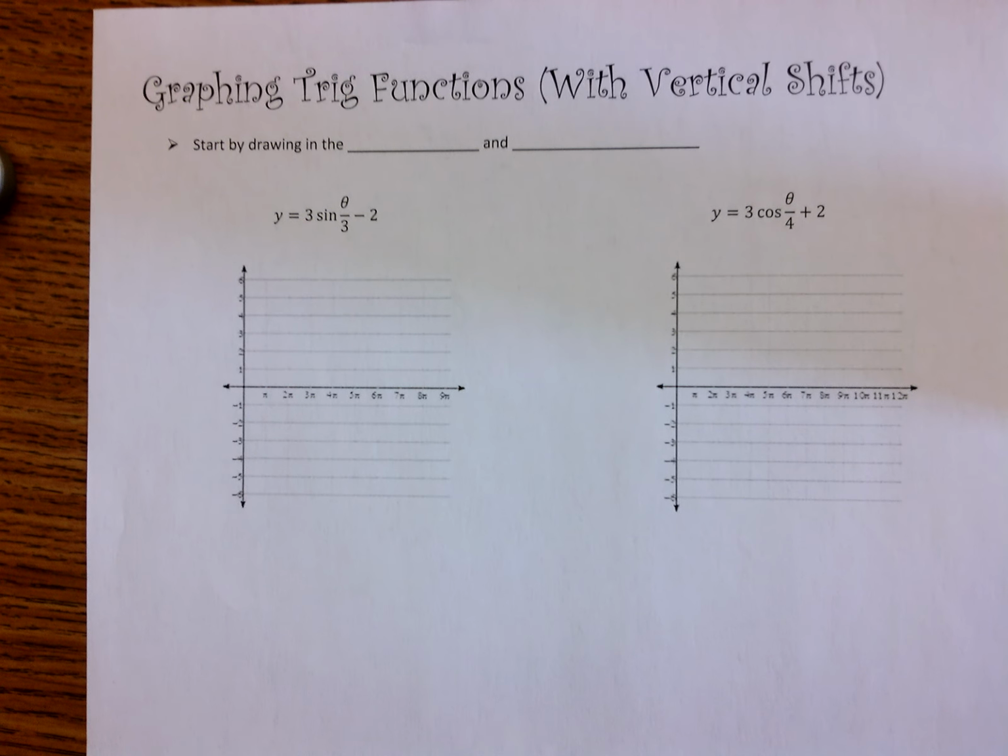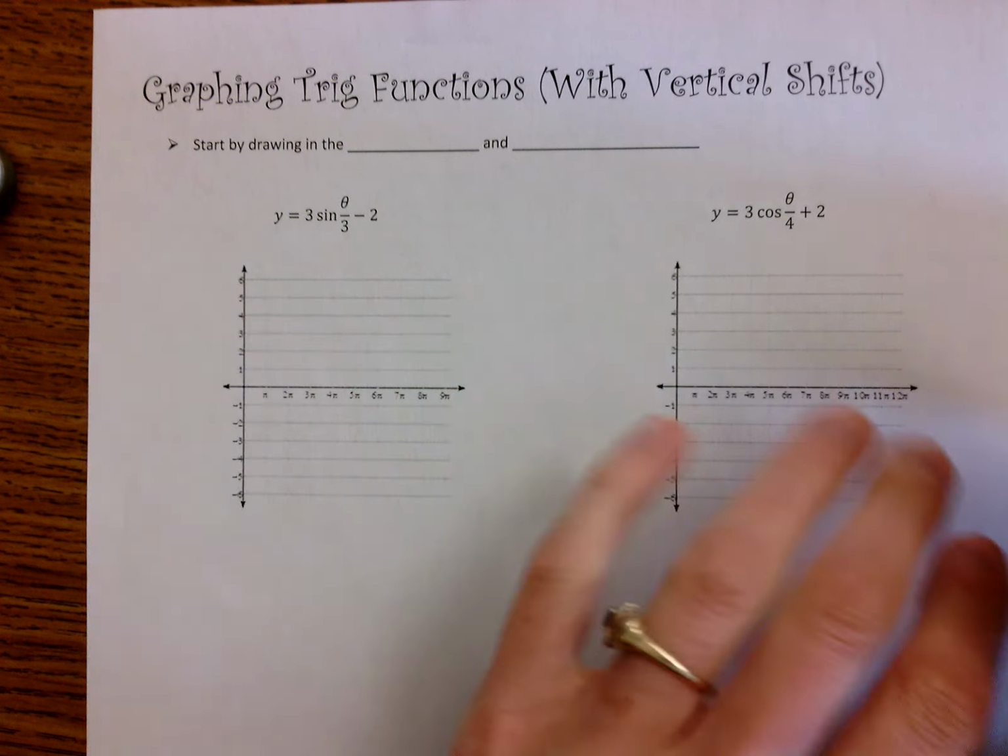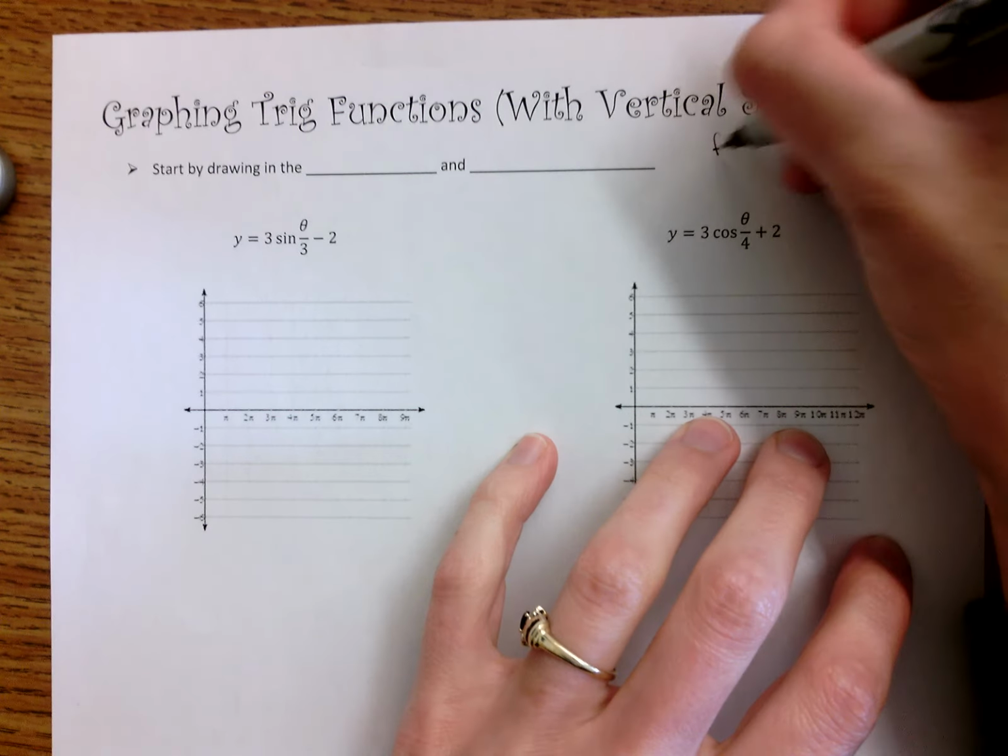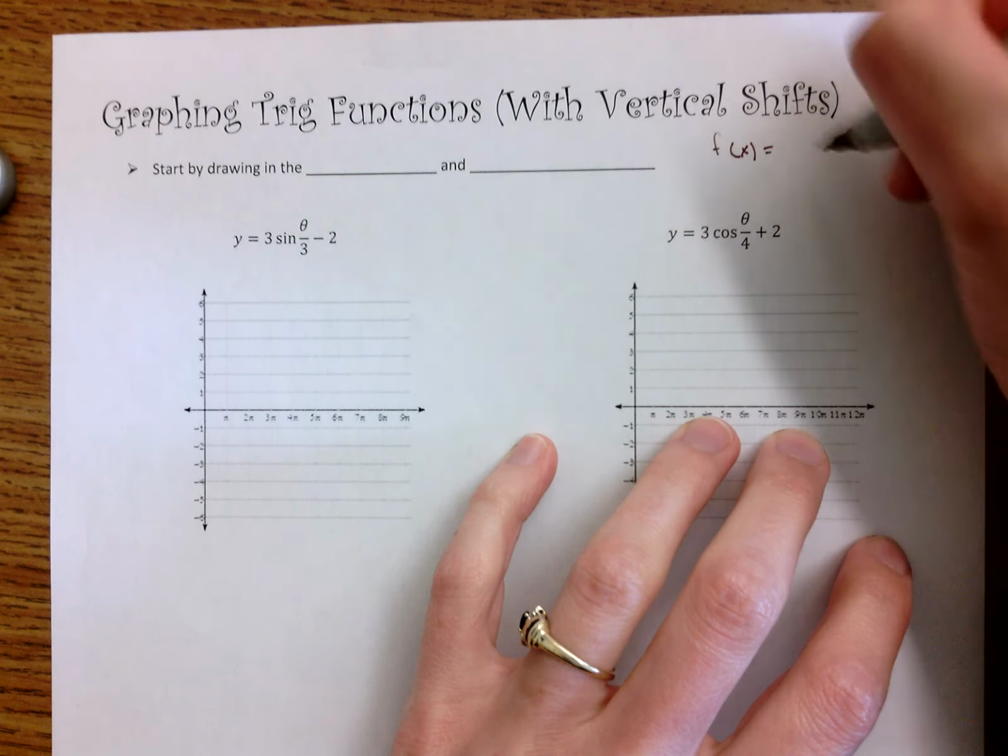All right, so it's time to add in some vertical shifts with the trig functions that we're graphing. The first thing we're going to look at is I just want to jump back to that equation. This is the same equation that's written on your last page. I forgot to write it here.